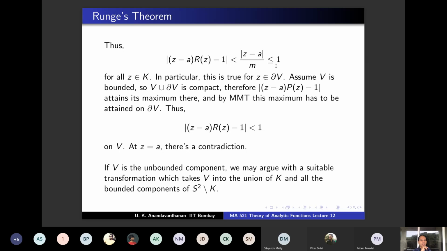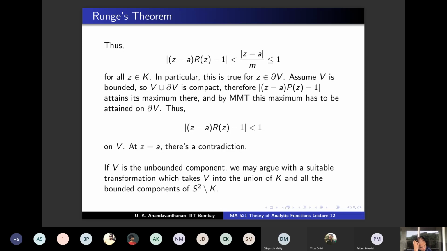So we may argue with a suitable transformation. I could suitably take Z going to 1 by Z minus a point, or even 1 by a multiple of M times Z minus a. Suitably, you can make a transformation which takes the unbounded component inside K and the holes in K, pictorially, right? So K and the various bounded components of S2 minus K put together, the unbounded component can be transformed inside this, and then our previous argument works with any of these bounded components.